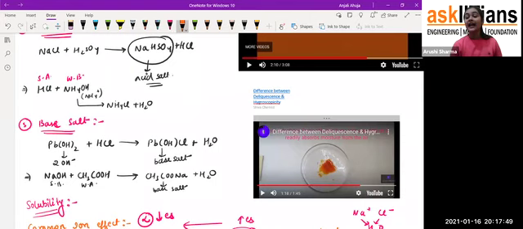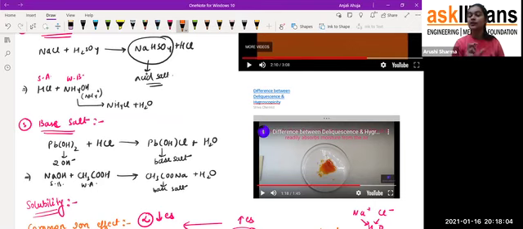For example, anhydrous ferric chloride. You will say, ma'am, what's anhydrous? See, students, as I told you, all of these salts don't contain water content. So the salts which do not contain any water molecule are called anhydrous salts.